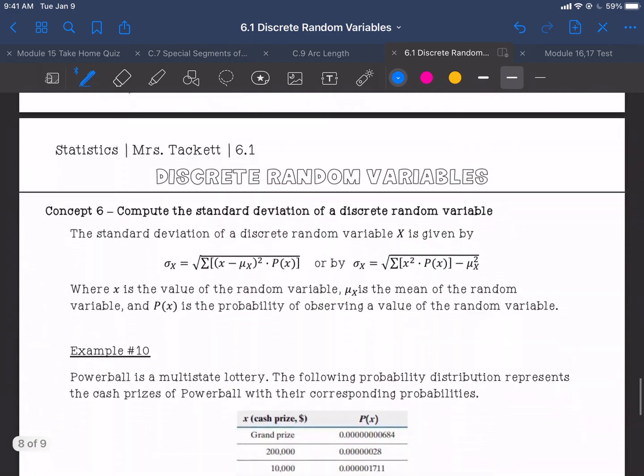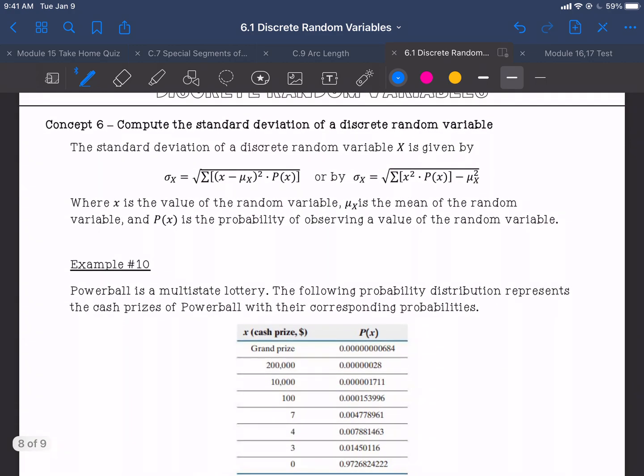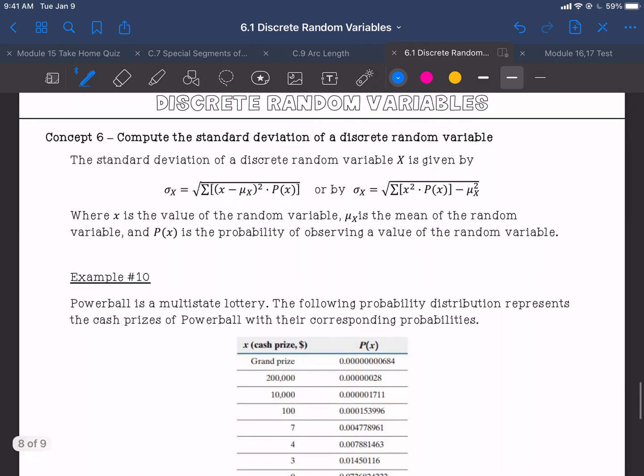Okay, so our third objective here is to compute the standard deviation of a discrete random variable. So we have the standard deviation of a discrete random variable, capital X, given by these two formulas here. I'm going to be using this one because I think it's easier to work with. You could by any means decide to use the other one, but with this one, notice this part here is almost the same as the mean, but the values are squared, and then this is just the expected value or the mean squared.